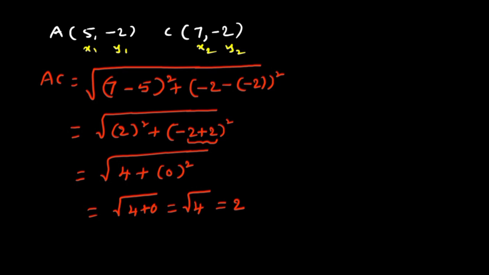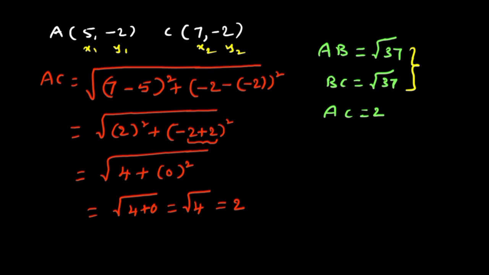So once again we discuss what we got. AB equals root 37, BC equals root 37 and AC equals 2. So now you can check here, these two sides AB and BC are equal. So therefore ABC is an isosceles triangle.